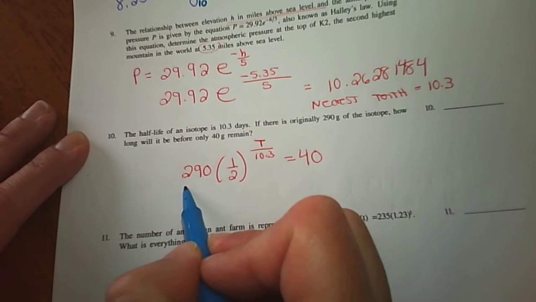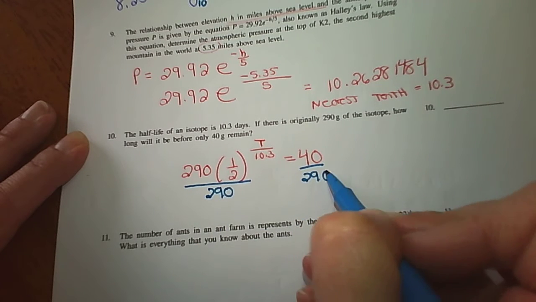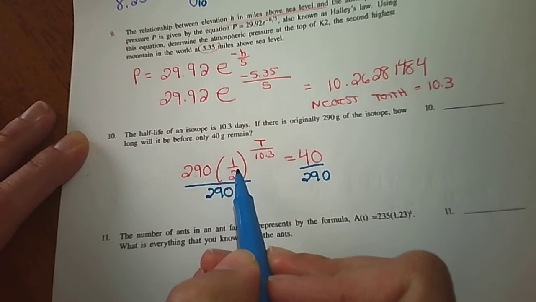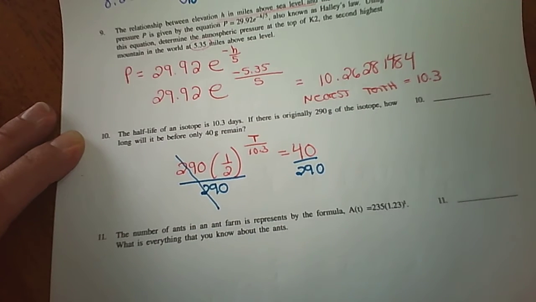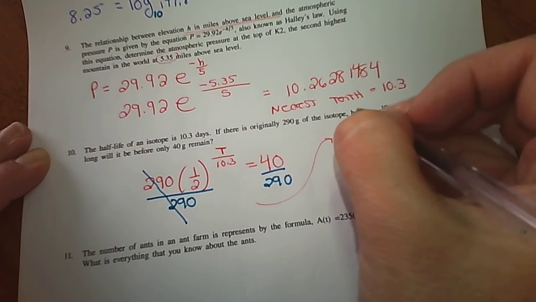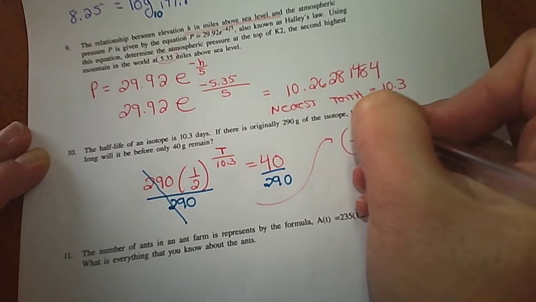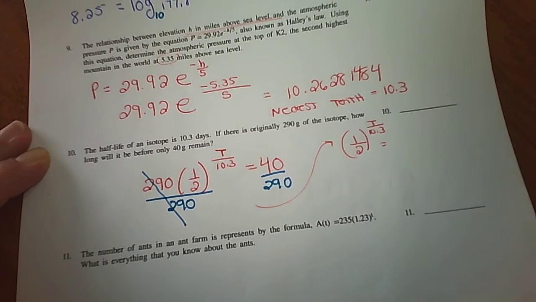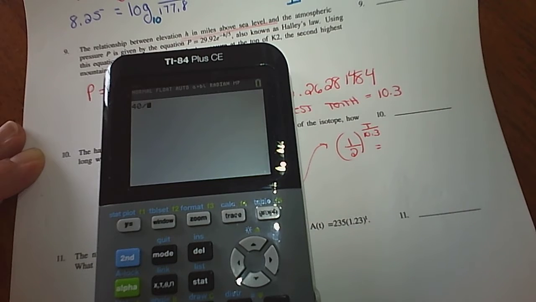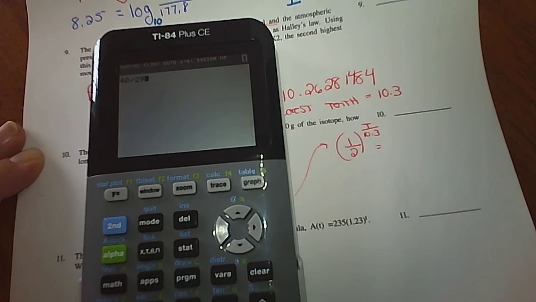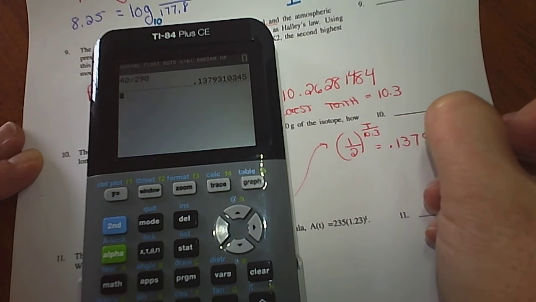So the first thing you're going to do is divide by 290. Never multiply 290 times the half. You always divide it off. So get rid of him. And I'm going to bring it up here. That leaves me with 1/2 to the t over 10.3 equals, I'm going to do 40 divided by 290. I'm going to write down the whole decimal. I'm only going to round at the very end.